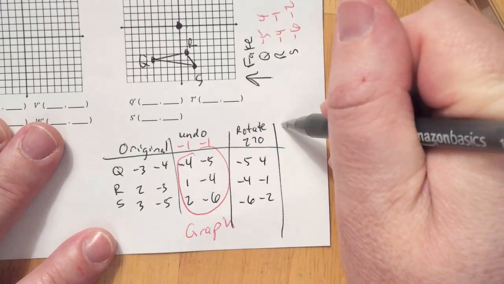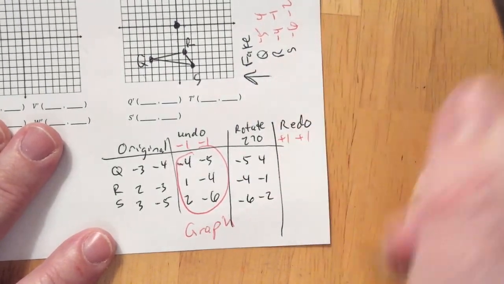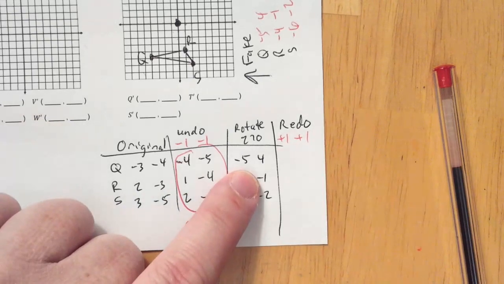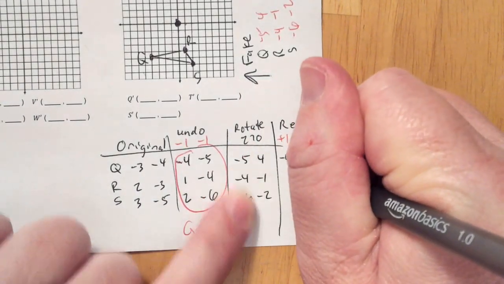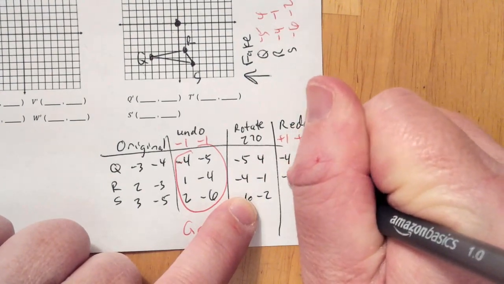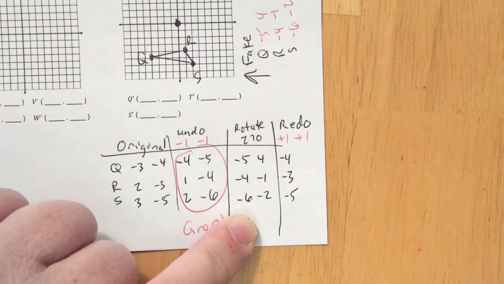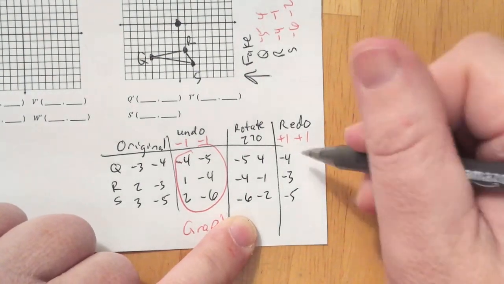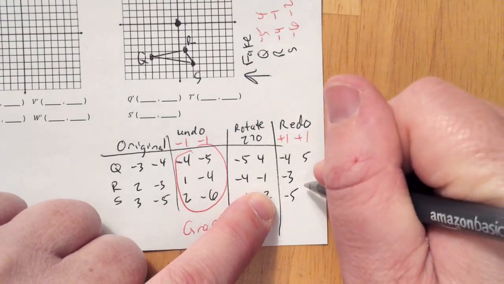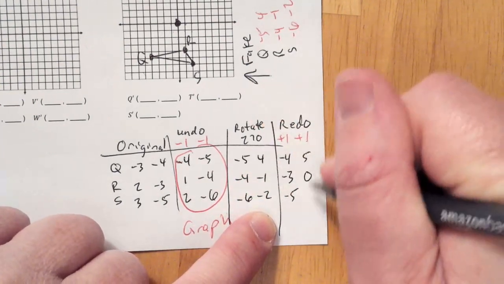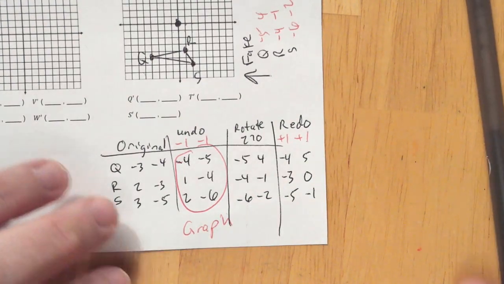Now all you have to do is reattach your center. So redo your center, which was a +1, +1. Take these coordinates you just found. -5 plus 1 is -4. -4 plus 1 is -3. And -6 plus 1 is -5. Over here we have 4 plus 1, which is 5. -1 plus 1, which is 0. And -2 plus 1, which is -1. And those are your final answers.